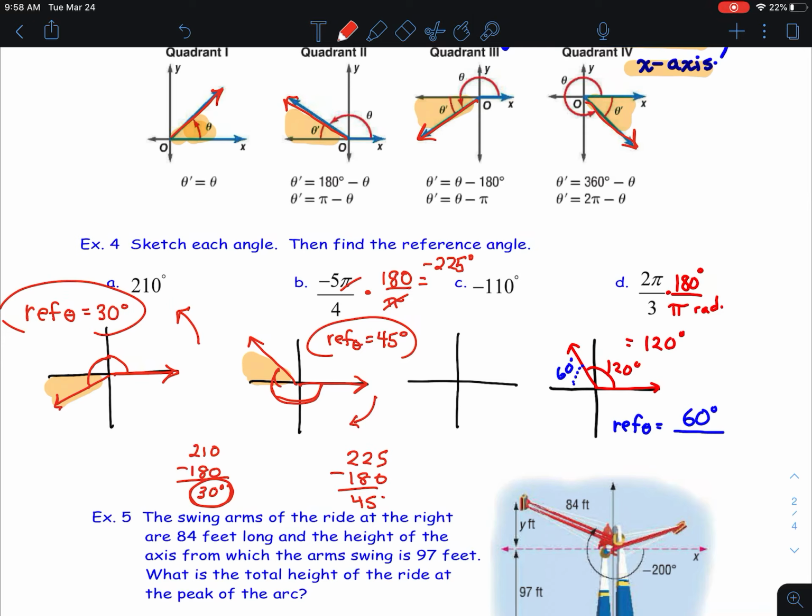Okay. And then this one over here, a negative 110 degree angle. So here is going 90 degrees. So I'm going to take off 90 from 110. That tells me that I have an extra 20. Now here's where you have to be careful.